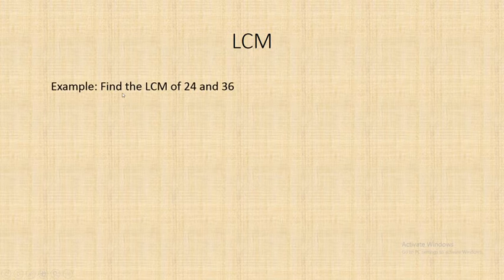Okay, so let's get to the LCM or the least common multiple. I will explain it by an example here. Find the LCM of 24 and 36. So first of all, the LCM means least common multiple. So at the beginning, it's multiple. And after that, it's common between 24 and 36. And the least of them, so it's going to be the least common multiple.